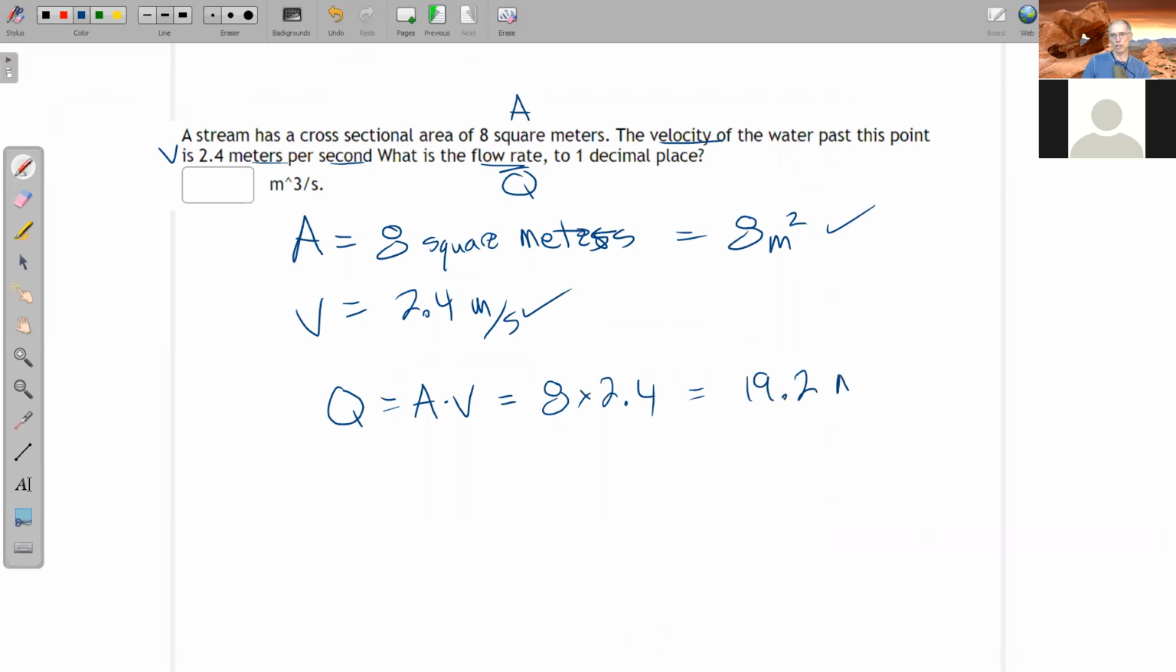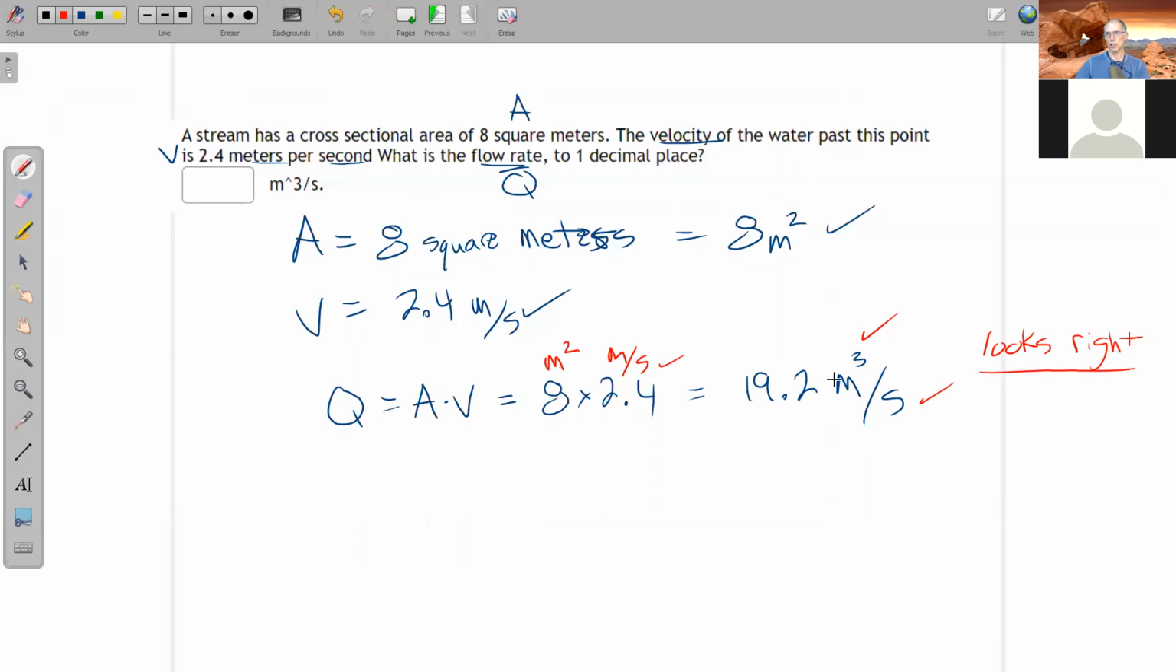And the computer claims the answer should be meters cubed per second. And let's just double check. With the 8, that was meters squared. And this was meters per second. And yeah, meters squared times meters is meters cubed. And I still have the per second there. So that does look right when I look at the way the numbers are measured.